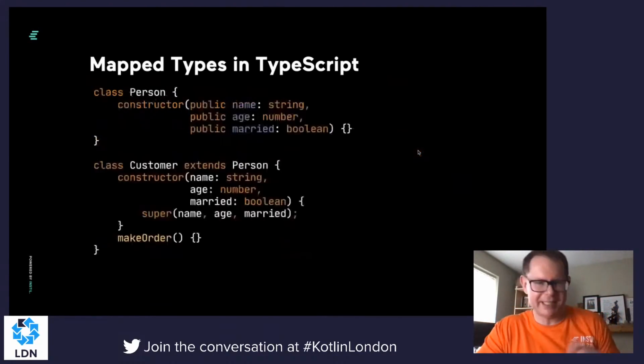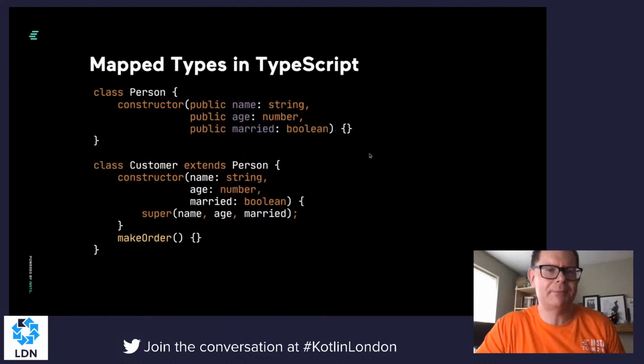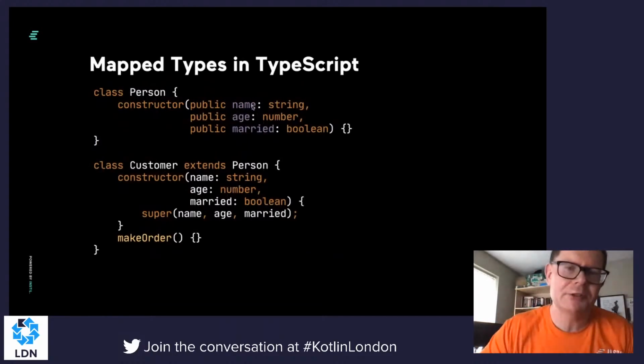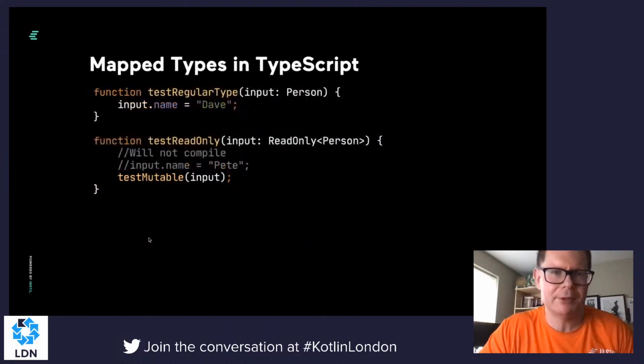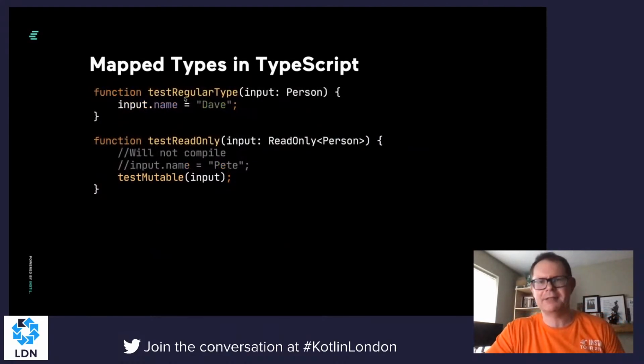So let me just show you that in action. So you see here, I've got a person type and a customer type. So person is going to have name, age, and married of type string, number, and Boolean. And customer is going to extend person and add a method called make order. And then I've got some demo functions. So I can test a regular person. Of course, I can change the name to Dave.